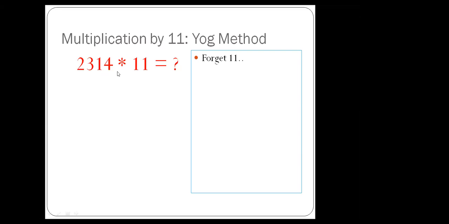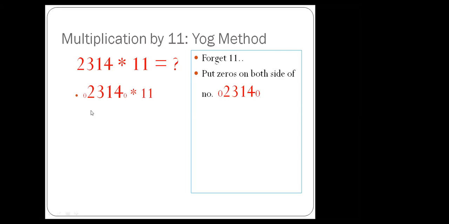Now the next process: put small zeros on both sides. Just for reference, you have to put small zeros on both sides of the number 2314. Put a small zero on this side and on the other side, just for understanding purposes. Later on, when you have practiced, you need not put it. So I have put small zeros on both sides of the number. Okay, let's go further.